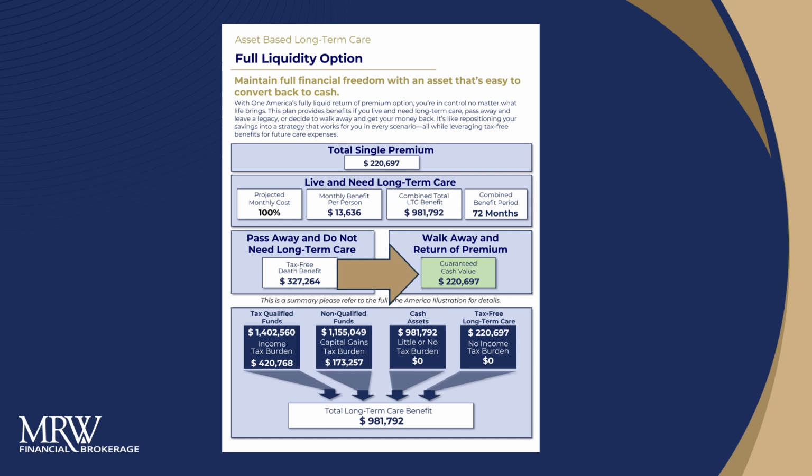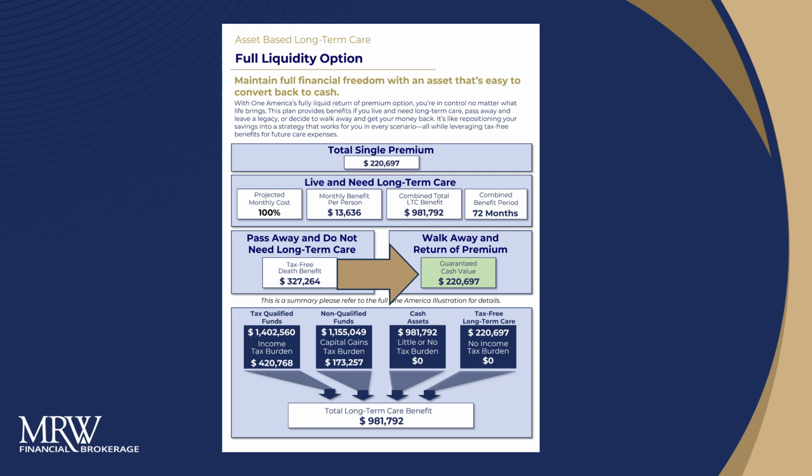So what is this costing you? And you have to get this across to the client. It's not costing you $220,697. Yes, there's an opportunity cost. It's costing you the interest you would earn on the $220,000. If you pass away and never need long-term care, your kids are getting $327,000, so that's more than $100,000 more.